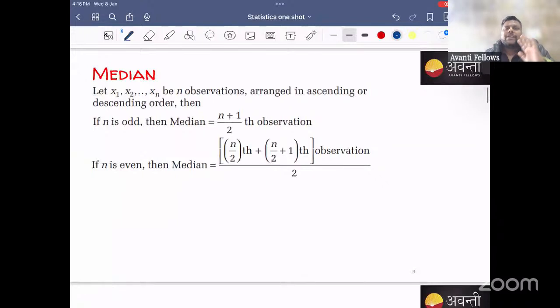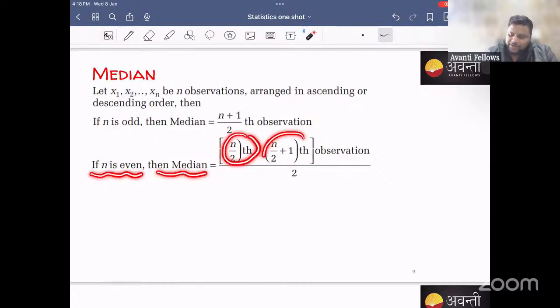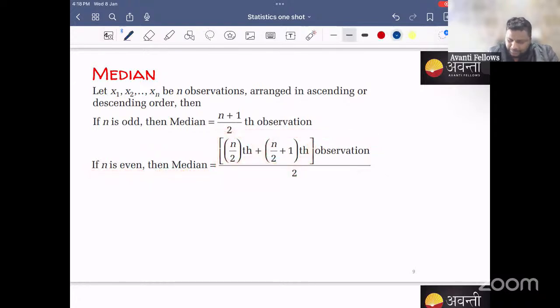Now let's come to median. Median is what? If x1, x2, x3 up to xn are n observations arranged in their ascending or descending order, then if n is odd, median will be the (n plus 1) by 2th observation. Exactly the central observation will be the median. And if n is even, the median will be the mean of the n by 2th and (n by 2 plus 1)th observations. I'll take an example.